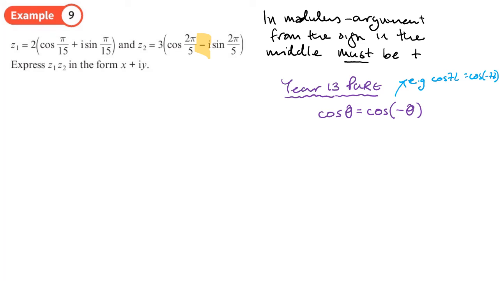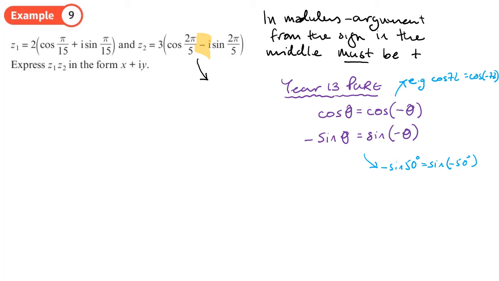And then the other one is negative sine of an angle equals sine of the negative angle. Example, negative sine 50, I'm just picking random angles, equals sine negative 50, and that will work for any angle. And we're going to use these to help us change that minus sign to a plus sign.